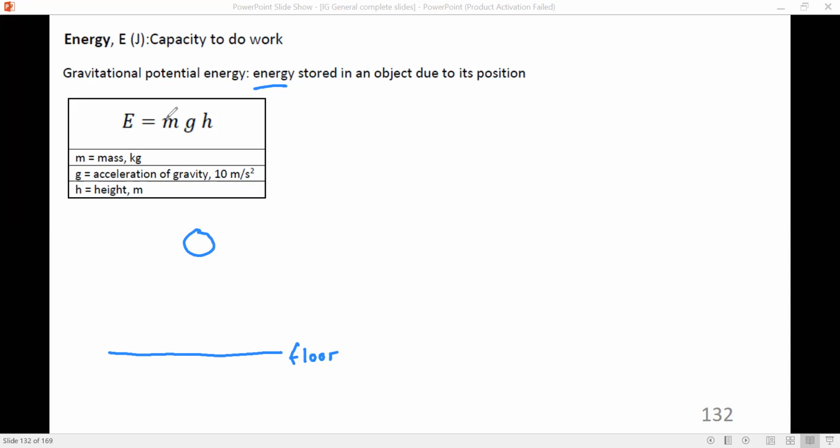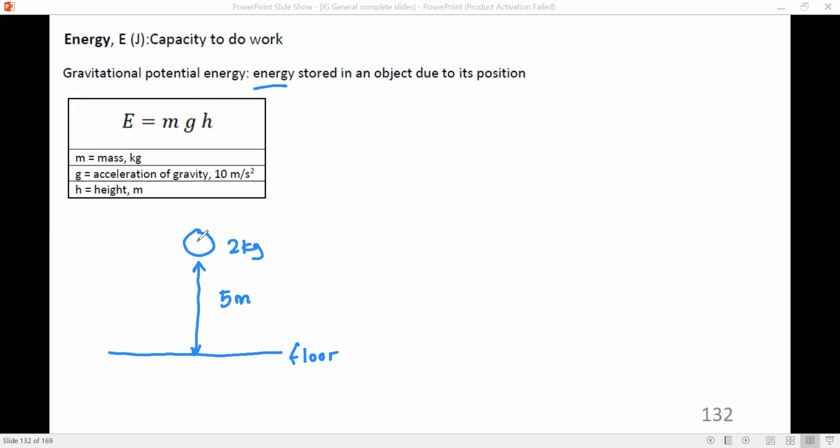The formula for gravitational potential energy is E equals mgh, where E is the gravitational potential energy, m is the mass, g is the gravitational acceleration, h is the height. Let's go back to this object. Let's say this is actually 2 kg and the distance from the floor is 5 meter.